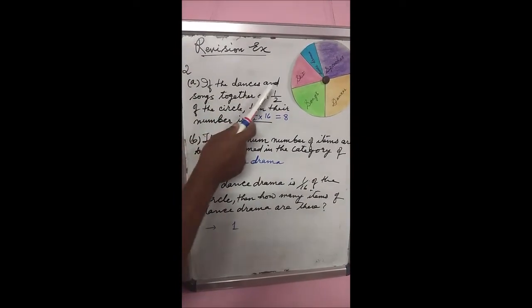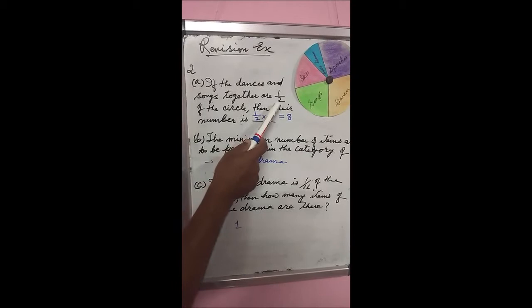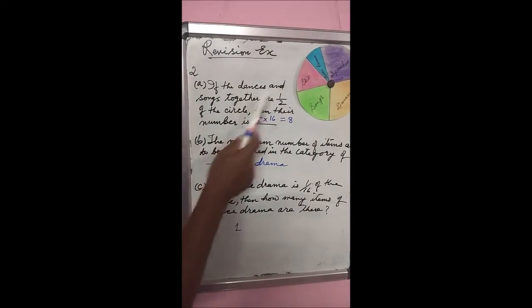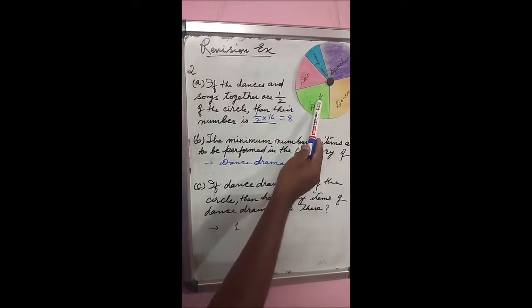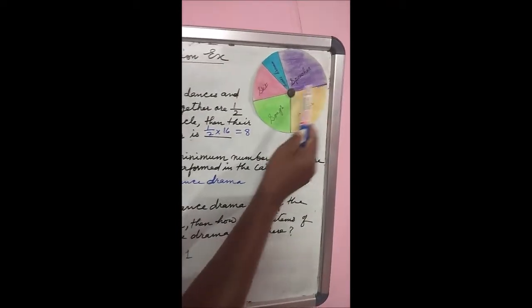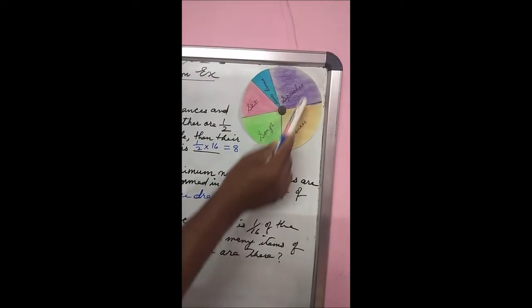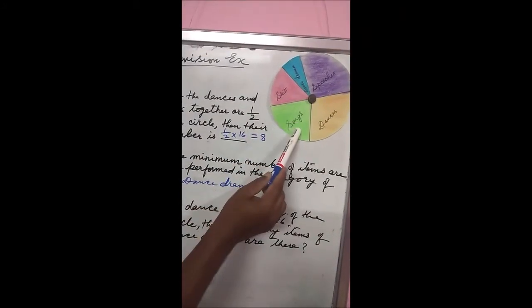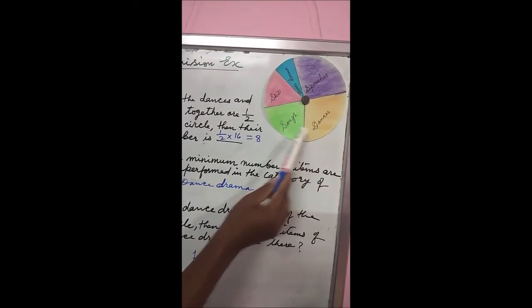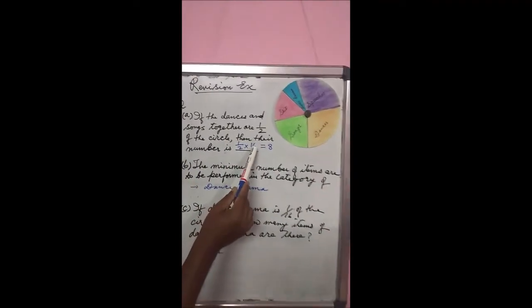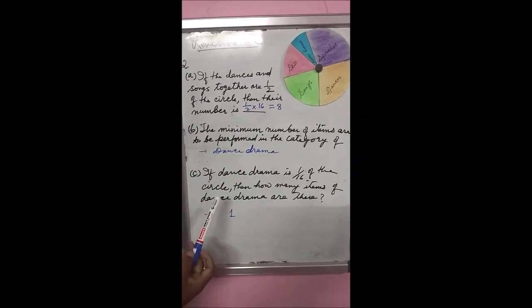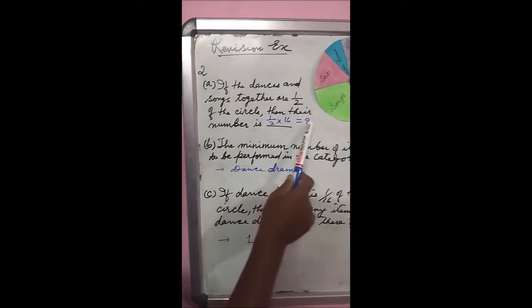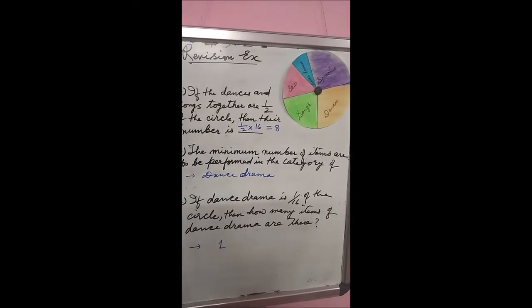Okay. Now, if the dances and songs together are half of the circle, then their number is, so dances and songs, you can see a dance and song represents half of the circle, and the whole circle is divided into 16 parts. Okay? So if songs and dances represent half of the circle, then 1 by 2 into 16 is equal to 8. That means songs and dances together represent 8 of the circle.